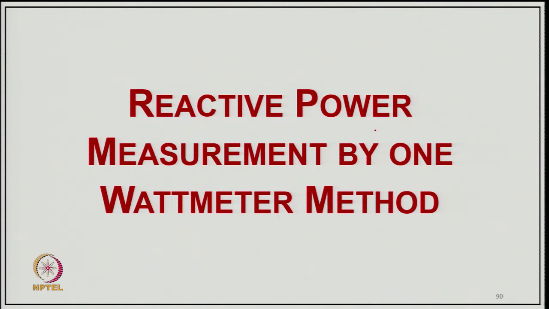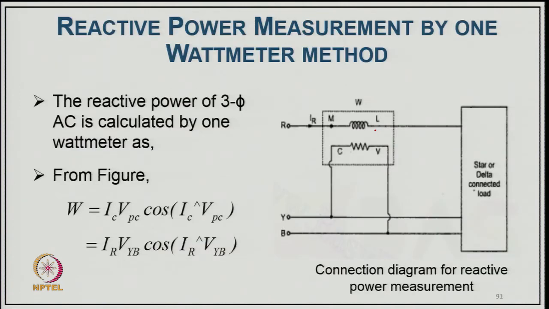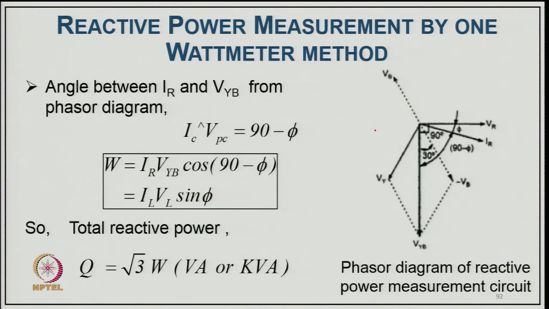So, coming to reactive power measurement by the 1 wattmeter method. In this case, we have a 3 phase balanced load, either star or delta connected. The current coil we connect in one phase, and the pressure coil we connect across the other 2 phases. So, reactive power of a 3 phase AC circuit is calculated by the 1 wattmeter method. From the figure, W equals I into V cos of the angle between the current and the pressure coil voltage, that is IR and VYB, cos of the angle between IR and VYB, and from the phasor diagram we find the angle between IR and VYB.